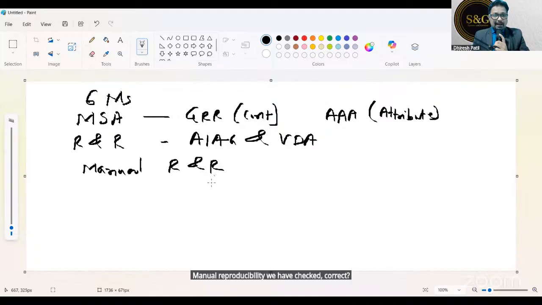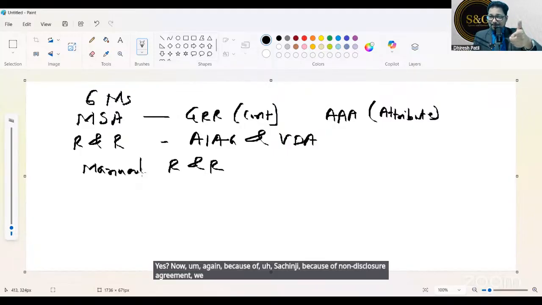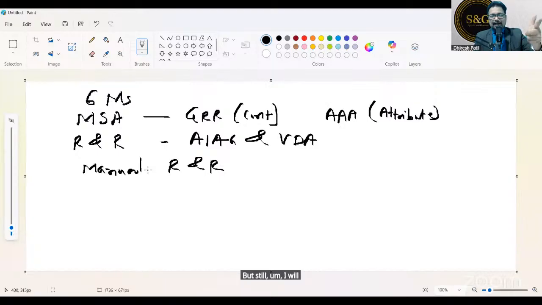Now, again, because of the non-disclosure agreement, we cannot share that part, and we are not even allowed to take out that data, because that is in their system. But still, I will see if we can share any practical example, without, of course, masking the names.